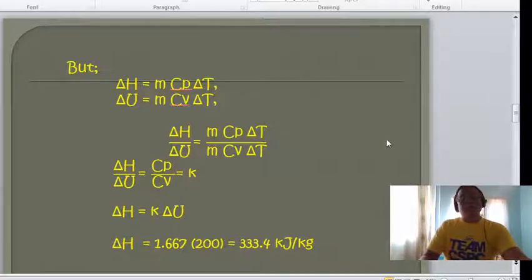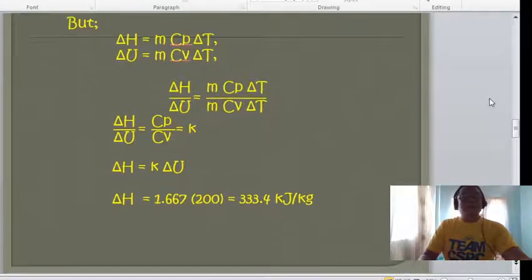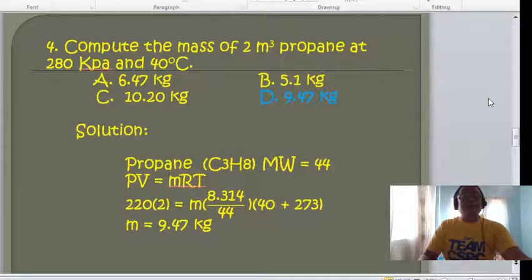So we already know what K is. That is obtained from the table. So delta H now, class, is equal to 1.667 multiplied by 200, which is equal to 333.4. That is now the answer, class. But actually, you can solve this in a shorter manner. Okay, class, another example, number 4.